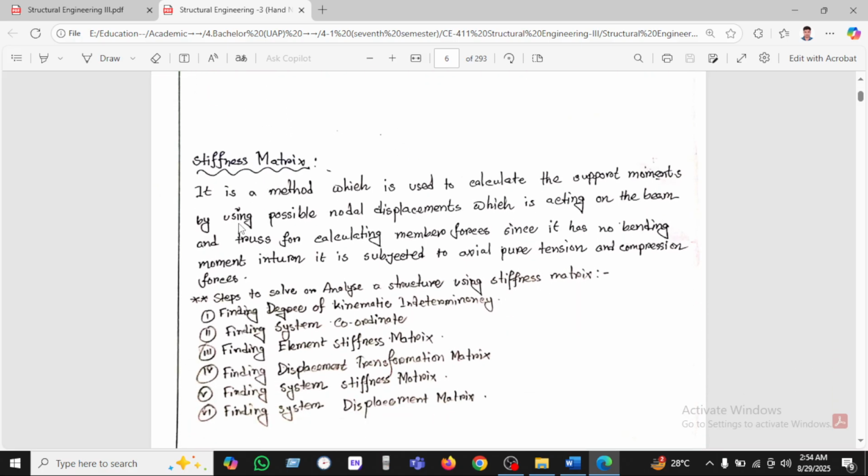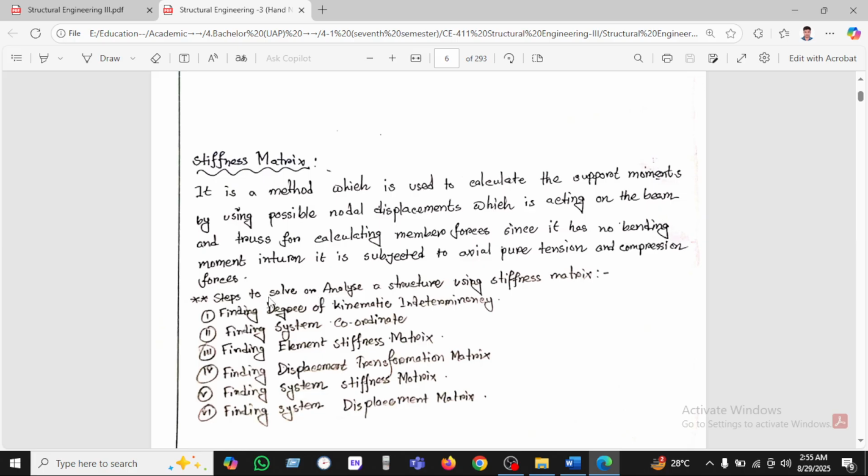And here we can see the stiffness matrix. What is the stiffness matrix? When you use the matrix, it is the method which is used to calculate the support moments by using possible nodal displacements acting on the beam, and for the truss, for calculating member forces, since it has no bending moment. In turn, it is subjected to pure axial tension and compression forces.